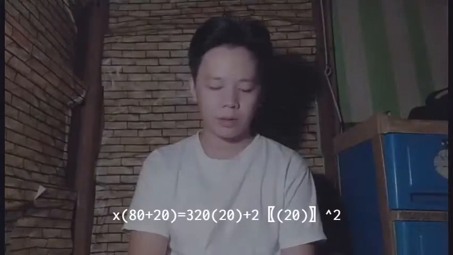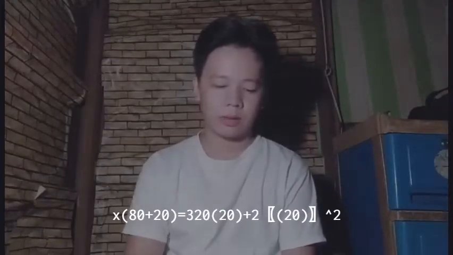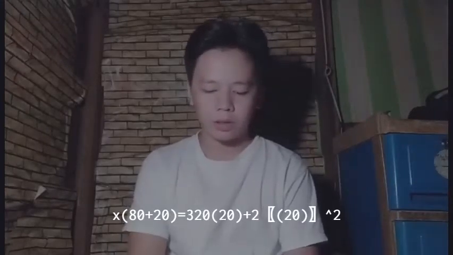And we will get here 100x = 6,400 + 800, and we get the answer for x, which is 7,200 over 100. After that, we have the final answer for letter B, which is x = 72 pounds.